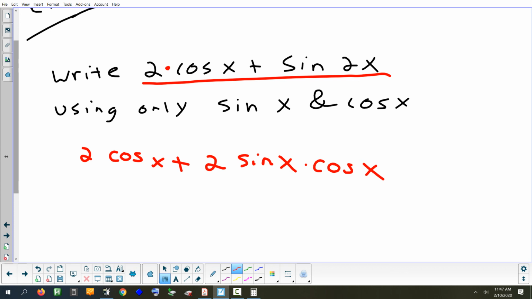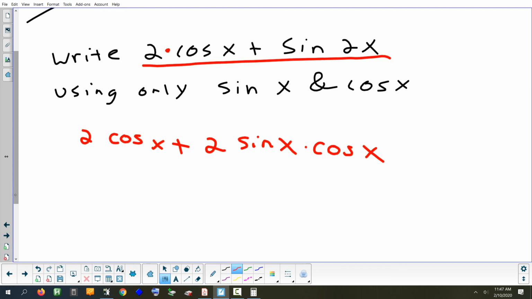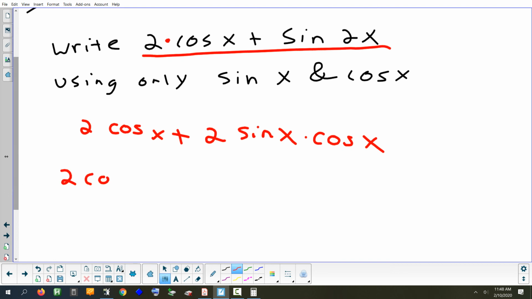We've written it so that there's only sines and cosines. But what could you do with that to simplify it a little bit? Think about if you had something like 2x plus 2xy. Is there anything you could do here from Algebra 1? Yeah, you could factor out the GCF, which in this case would be 2x. What's the GCF here? 2 cosine. If you factor it out of the first term, what's left? 1. How about the second term? Sine.